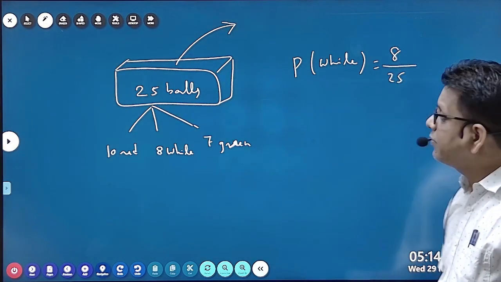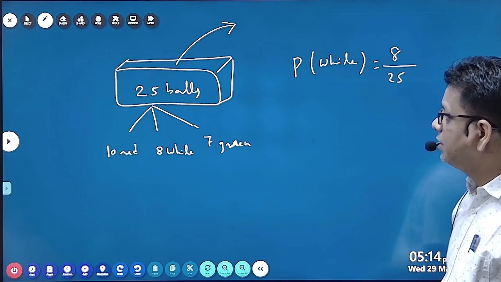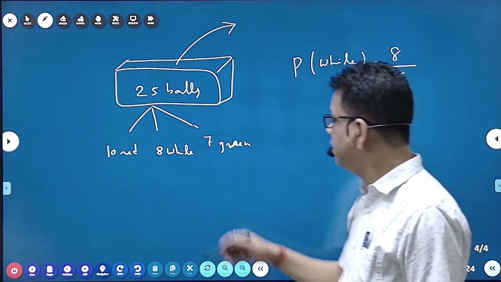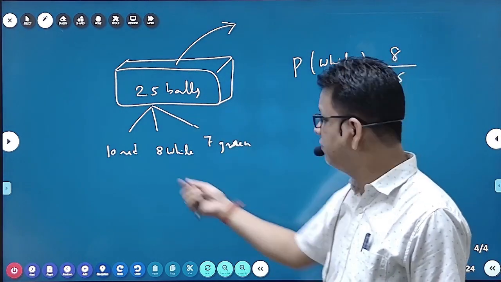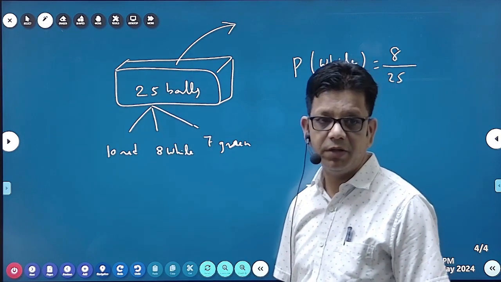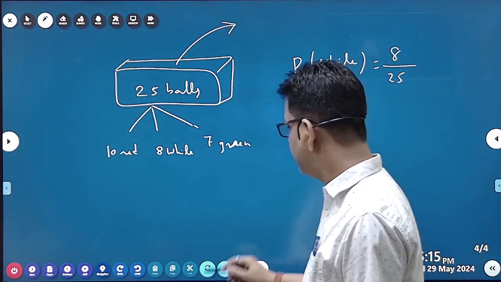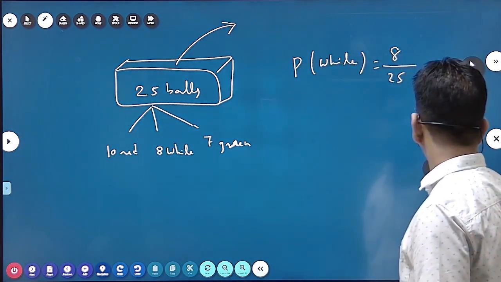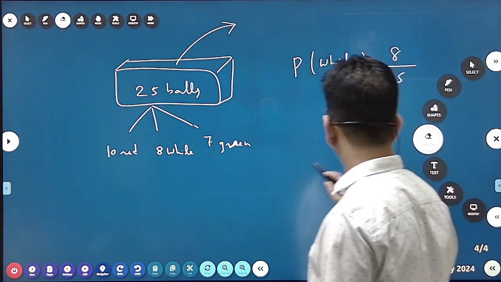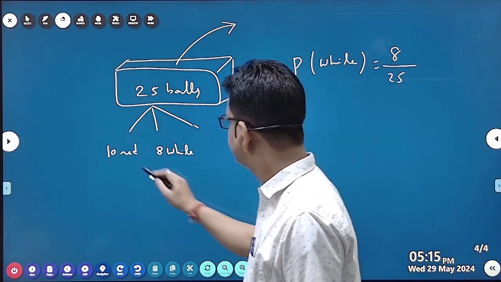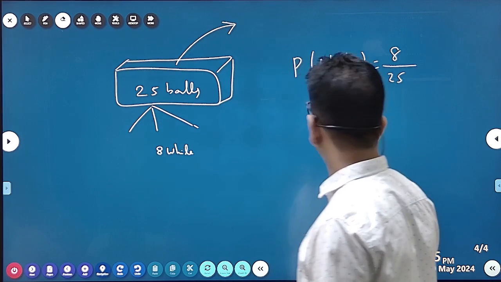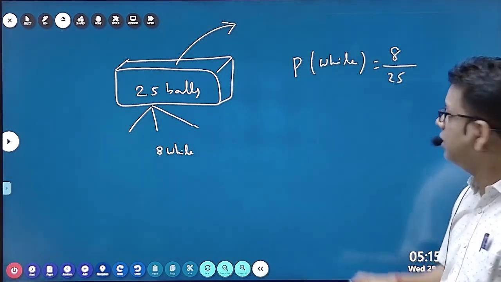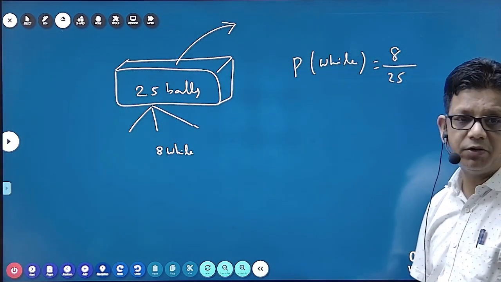Yes or no? So this is 8 out of 25. Now here, if it is green, so 7 by 25, it is red, then 10 by 25. So here I just tell you one thing. Suppose the question is: probability of getting a white ball is 8 out of 25.